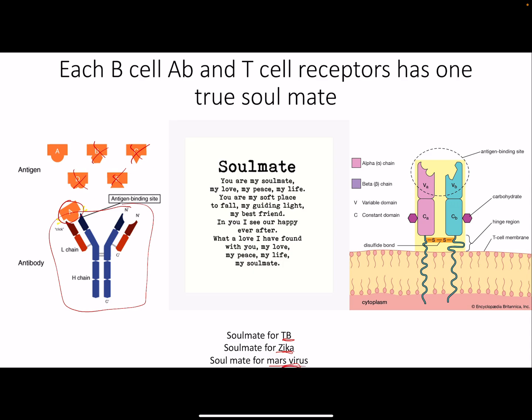We haven't even encountered it. It's there. It's waiting. And what applies for B cells is also going to apply for the T cells as well. The main reason for this is because we have VDJ recombination, which we'll talk about later.